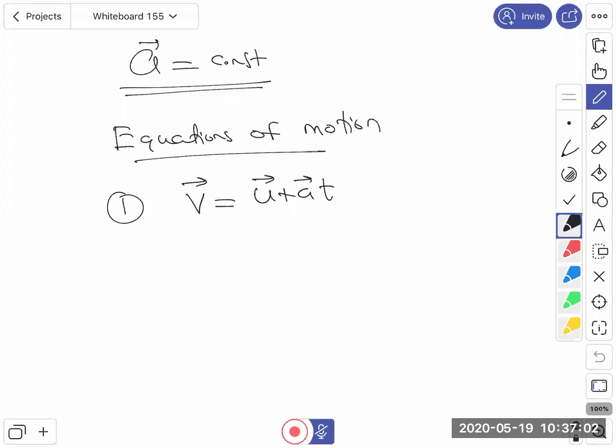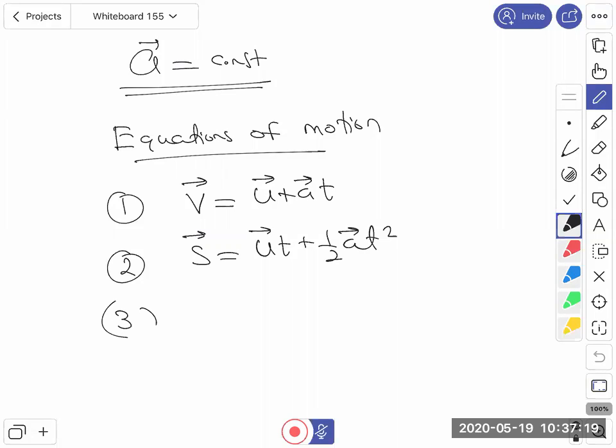And the second equation is s = ut + half at square. So over here, the displacement vector is the initial velocity vector into time plus half into the acceleration vector into t square. So we should write all the things in vector form now.